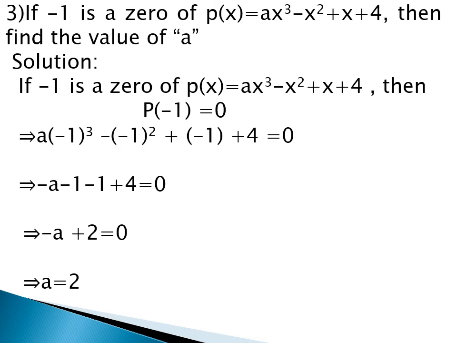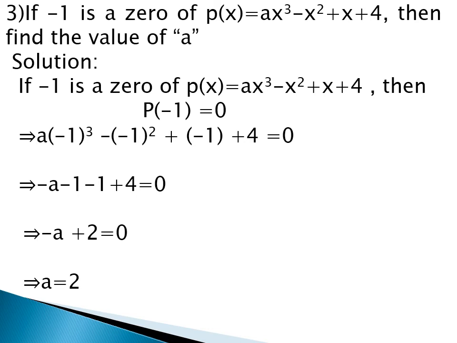Now we have to write what is p of minus 1. We are changing the value of x as minus 1. So a into minus 1 cube minus of minus 1 square plus minus 1 plus 4 equal to 0. Minus 1 cube is minus 1 only, so a into minus 1 is minus a. Now minus into minus 1 square, that is minus into plus 1, is minus 1, plus into minus 1 is minus 1, then plus 4 equal to 0. Solve for a, you are getting a equal to 2.